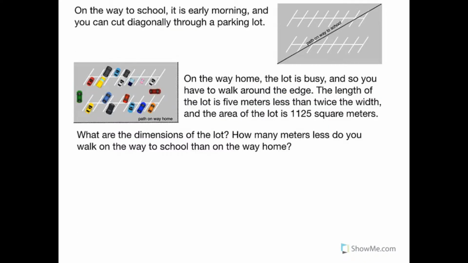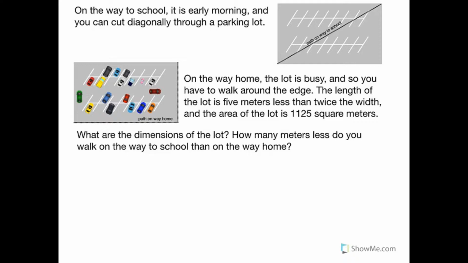On the way to school, it's early morning, and you can cut diagonally through a parking lot. On the way home, the lot is busy, and so you have to walk around the edge. The length of the lot is 5 meters less than twice the width, and the area of the lot is 1,125 square meters. What are the dimensions of the lot, and how many meters less do you walk on the way to school than on the way home?